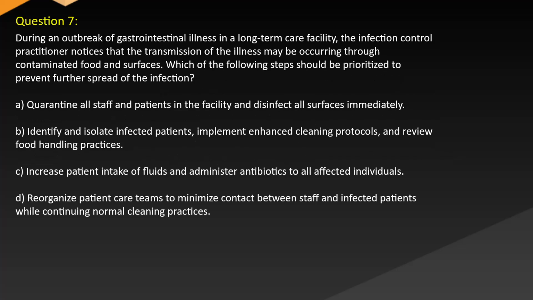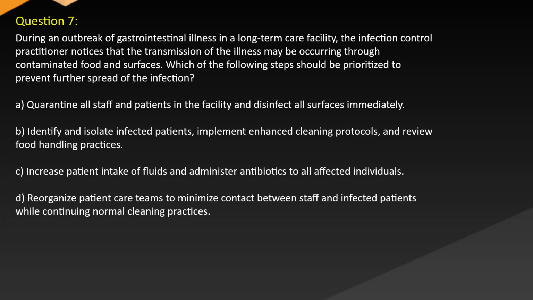During an outbreak of gastrointestinal illness in a long-term care facility, the infection control practitioner notices that the transmission of the illness may be occurring through contaminated food and surfaces. Which of the following steps should be prioritized to prevent further spread of the infection?